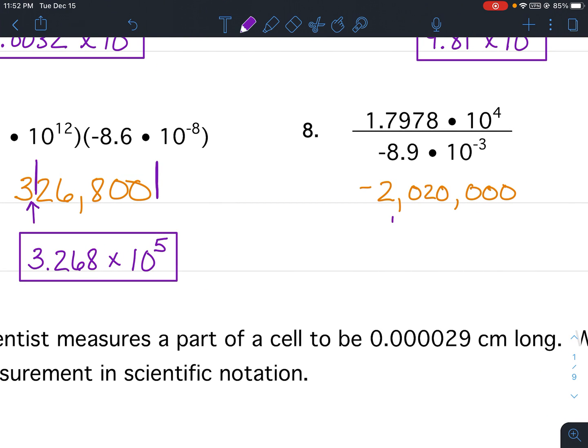The first 2 is my first non-zero number, so my decimal will go after that. Don't forget your negative sign. So we got negative 2.02 times 10 to the, well, the decimal was here. We're moving it to here. There are 6 numbers in between, so it's a 6.